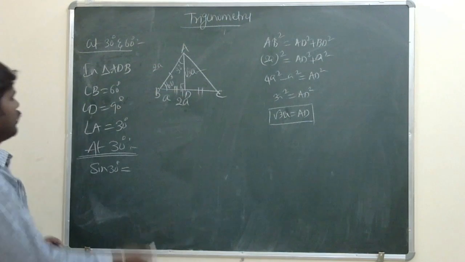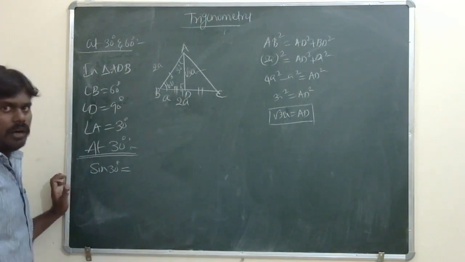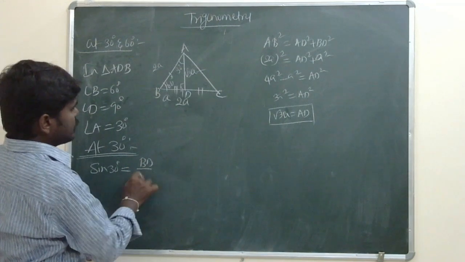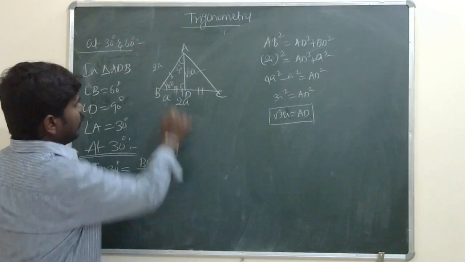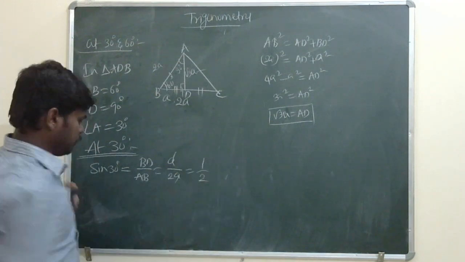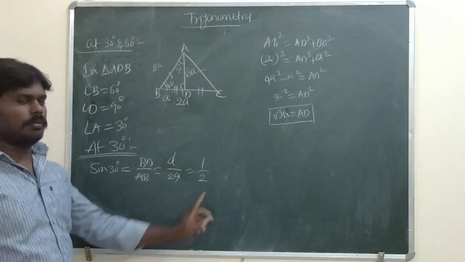So here the sin 30 formula is what? Opposite by hypotenuse. Opposite is BD and hypotenuse is AB. BD is nothing but A and AB is nothing but 2A. So here A will get cancelled and we will get 1 by 2. So sin 30 value is equal to 1 by 2.